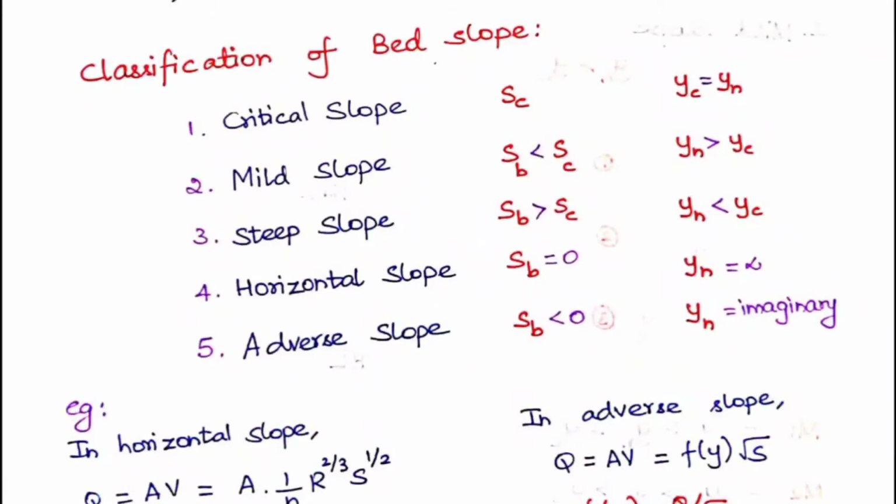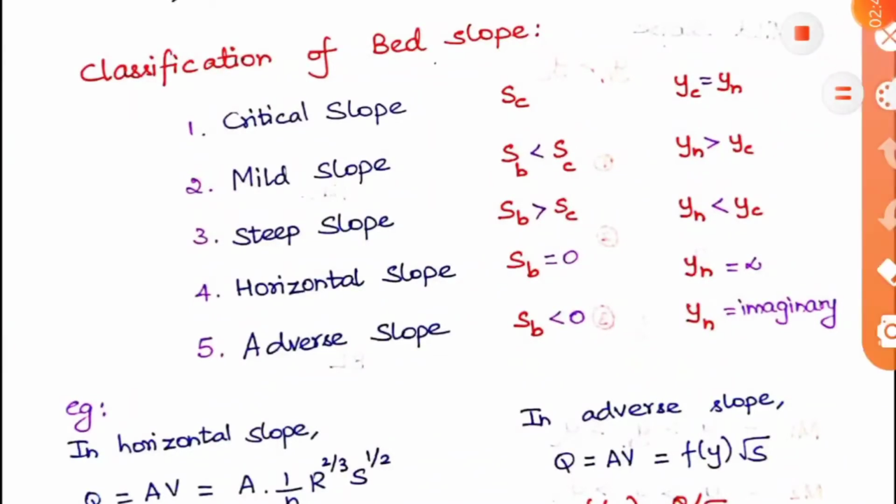The next thing we are going to see is the classification of bed slope. Here there are 5 types. The first one is the critical slope, which is denoted as C. Here SC, SB and so on, what do they mean? SC is the critical slope of your channel, and SB means the normal slope of your channel. It is the bed slope, so they denote it here as B. You can also denote it as SN. So it is the normal bed slope, and SC is the critical bed slope, and here YN and YC mean the normal depth and critical depth respectively of that flow.